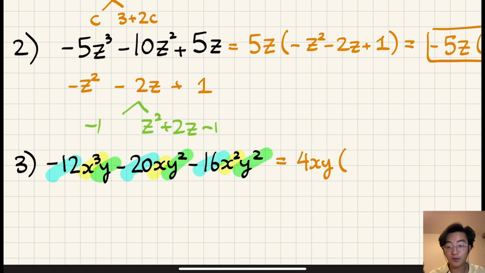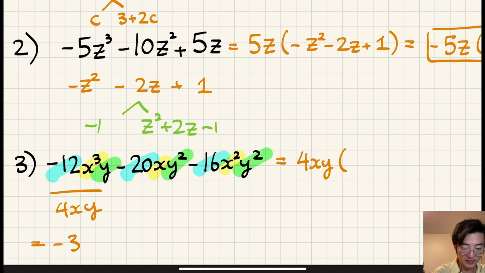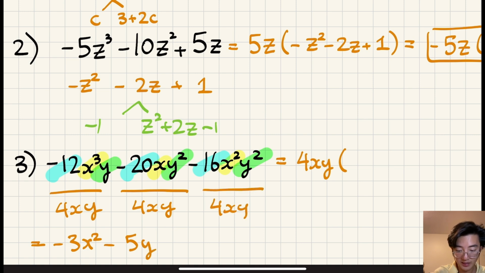When we factor out the 4xy, we have that divided by 4xy. We get minus 3. X cubed divided by x is x squared, and y divided by y is just y. This divided by 4xy, minus a 5. X gets cancelled out, we got a single y left. And then this term divided by 4xy, we have a minus 4. X squared divided by x is x. Y squared divided by y is y.